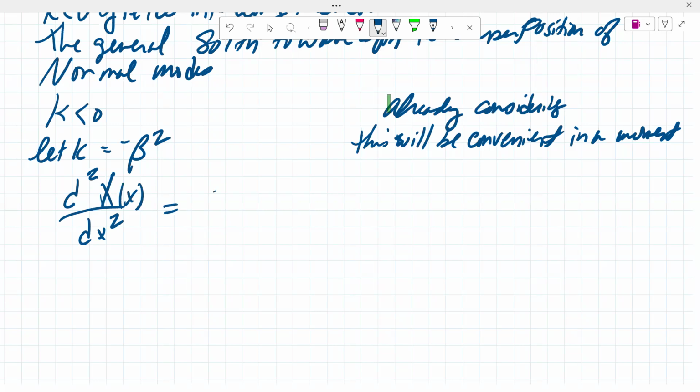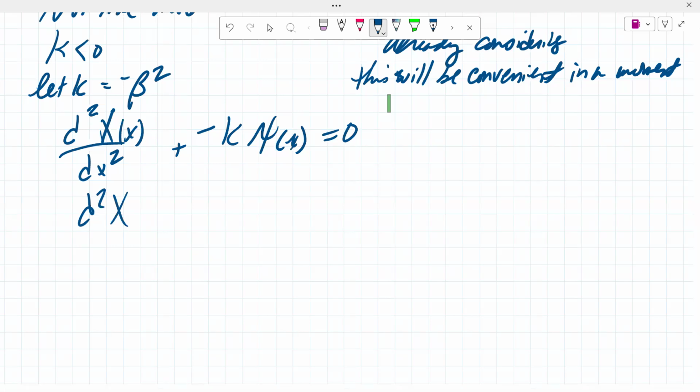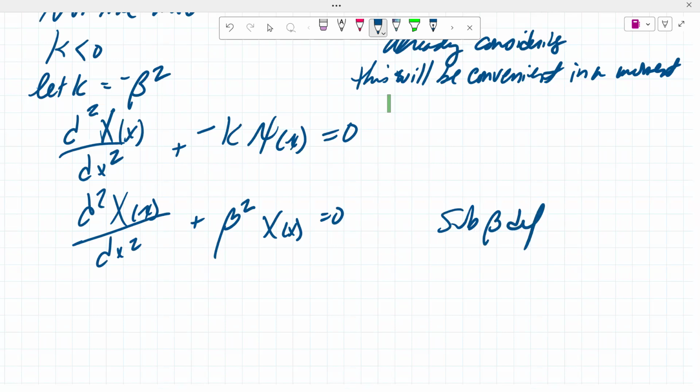So now we're going to have d squared X of x over dx squared plus, sorry, negative k X of x equals 0. And we have d squared X of x over dx squared plus, now we're just going to sub this in, beta squared X of x equals 0. This is our beta definition that we made above.